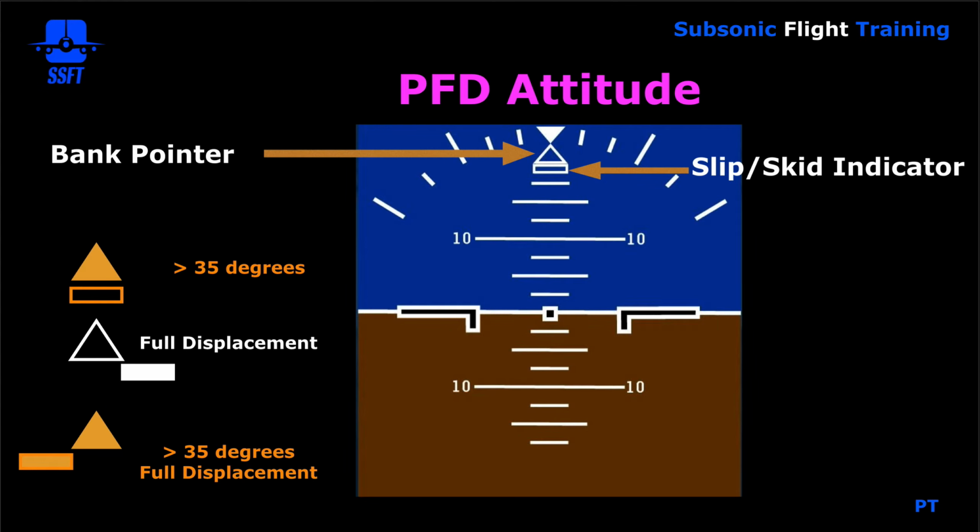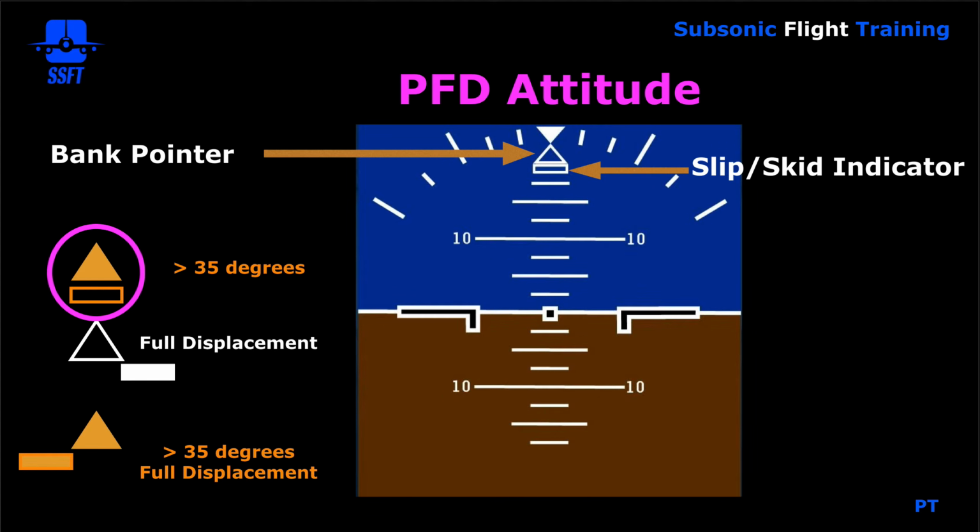If the slip skid indicator, which is normally centered, gets out one way or the other, it moves underneath, and if it reaches full displacement, it will turn a solid white color. This could indicate a slip, or it could indicate a skid. Of course, this is the same as the ball in a small airplane. Typically, we like to keep the ball centered, and in a jet aircraft, it's represented by the rectangular symbol.